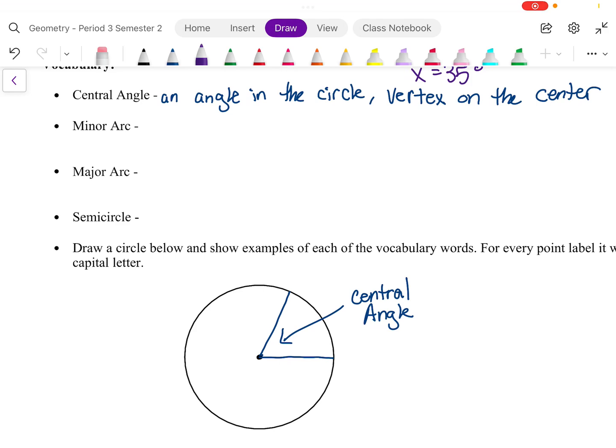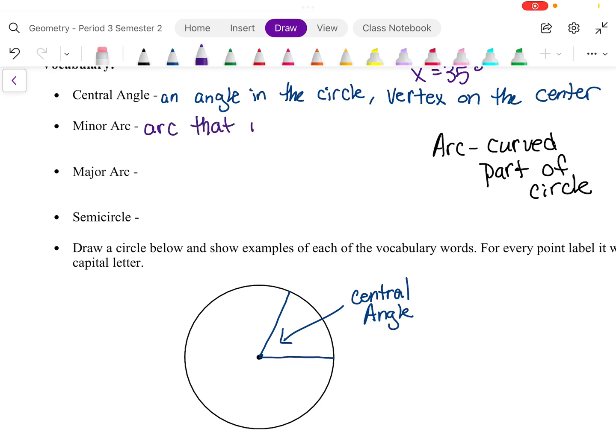All right, next we have a minor arc. So first, in order to do that, we need to know what an arc is. And an arc is just a curved portion of the circle. So a minor arc is going to be a curved portion of the circle that is less than 180 degrees. So basically, it just has to be smaller than half of the circle.